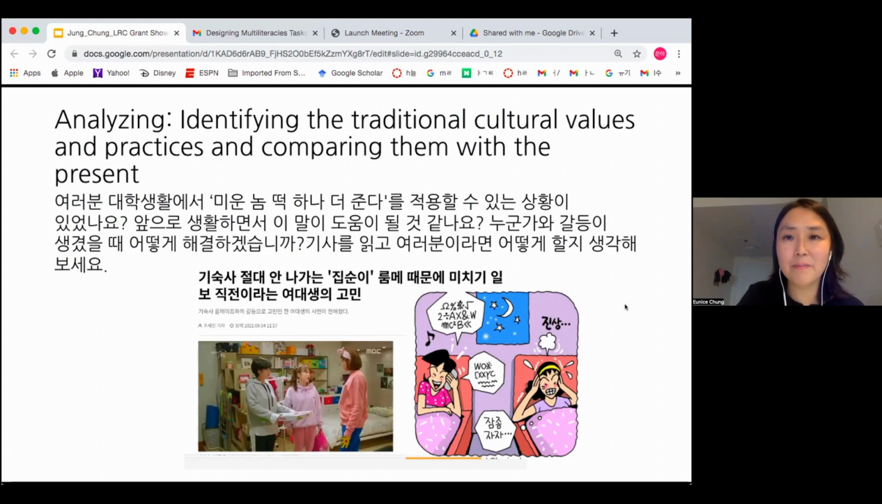So they're comparing the traditional cultural values with the present, modern cultural values. So modern values are more about freedom and individualism. They don't really care to sacrifice themselves compared to the past.